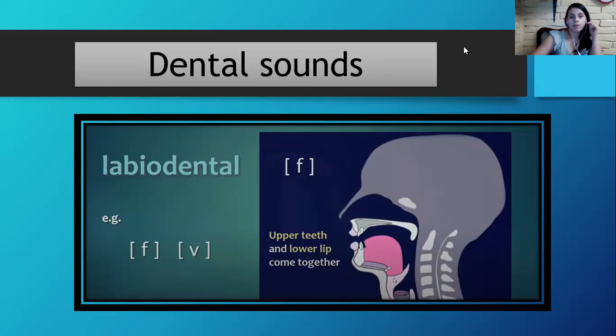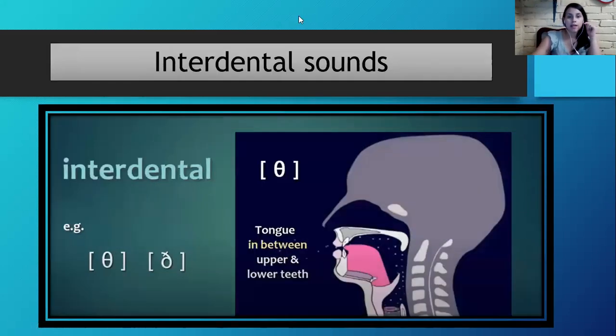The other example is interdental sounds. There are some interdental sounds that are produced with the tongue between the upper and lower teeth. The first sound in this group has the example thing, and the other sound has the example this.